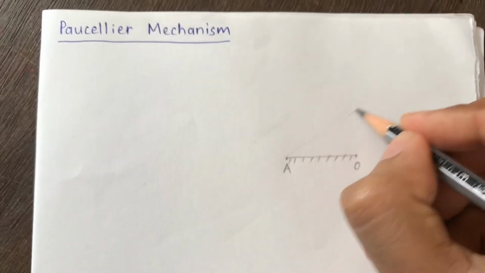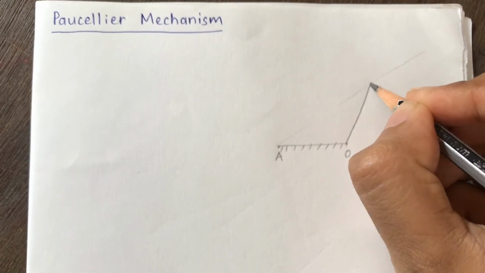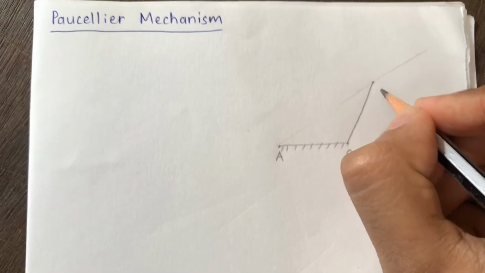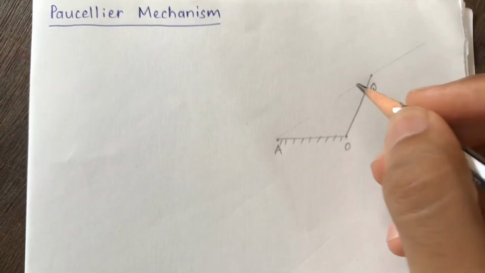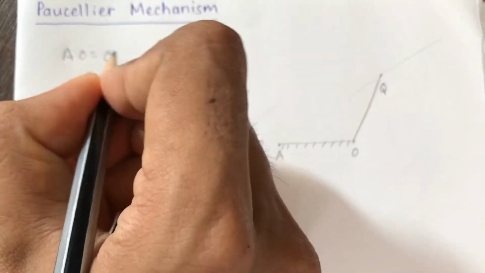Then, same as AO, there is another link OQ. So OQ and AO both have the same length. AO equal to OQ.